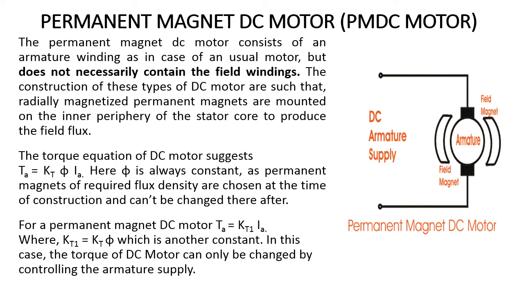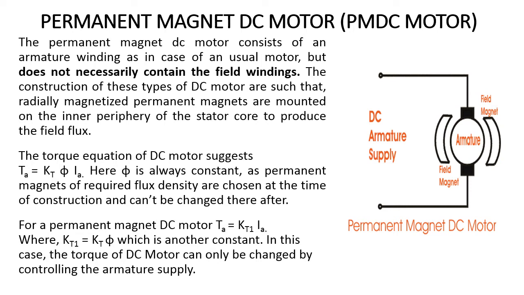Whereas in other types of motors, the field is produced by electromagnets. For electromagnets, we require field coils, so field core as well as field coils. But in this motor, the field is supplied by permanent magnets. The torque equation of a DC motor suggests Ta is equal to kT phi Ia, where phi is always constant, as permanent magnets of required flux density are chosen at the time of construction and cannot be changed thereafter.